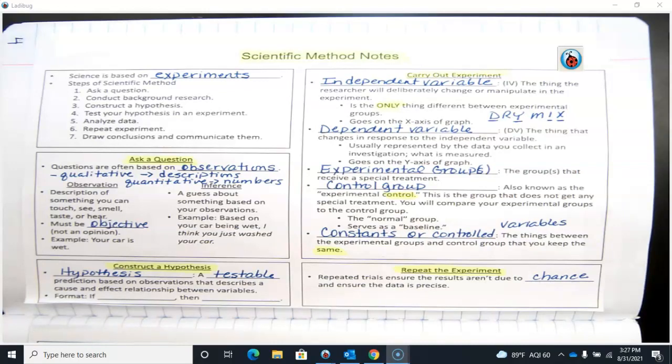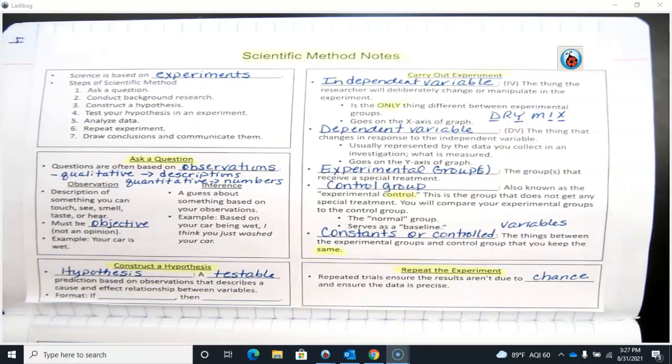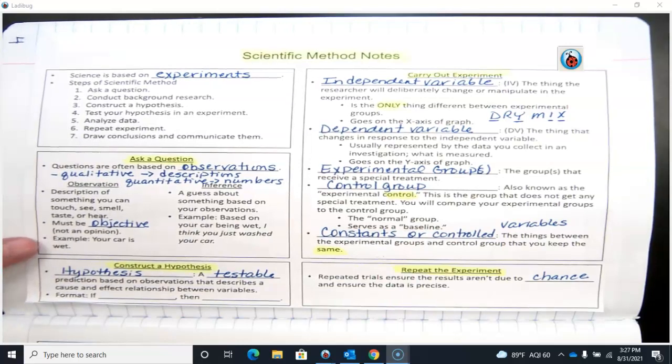Also, make sure that you understand what an observation is. Observations are when you're using your 5 senses to perceive events. So it's your description of something you can touch, see, smell, taste, or hear. It also must be objective. In other words, it can't be an opinion. For example, I might make the observation that your car is wet because I can see droplets on it.